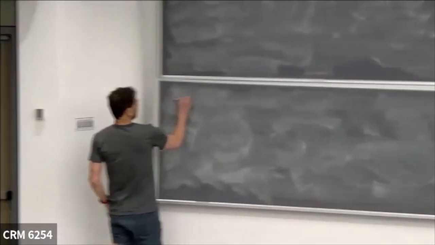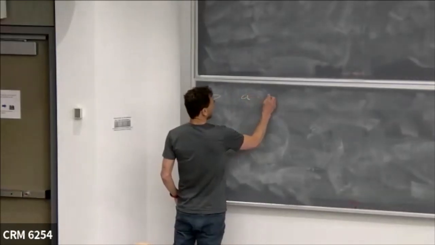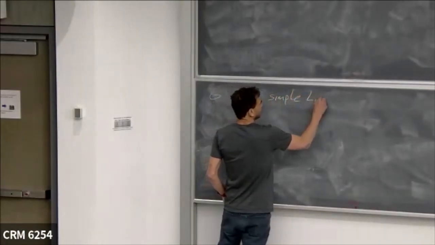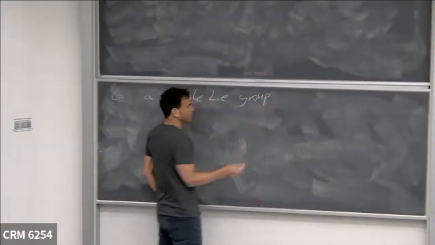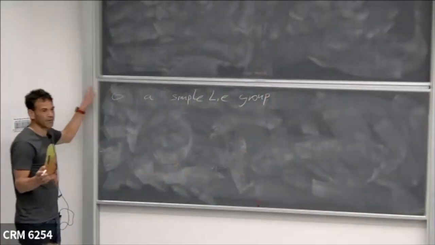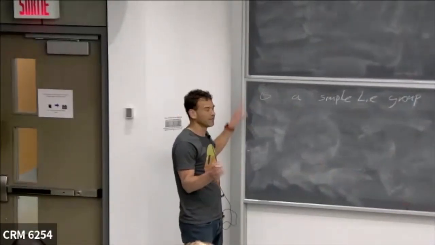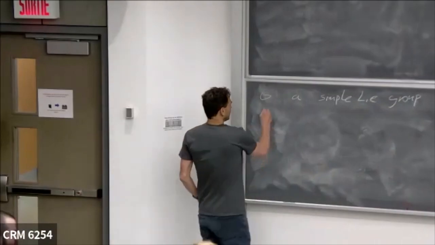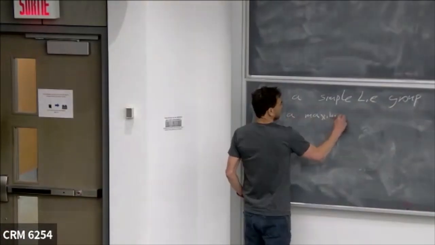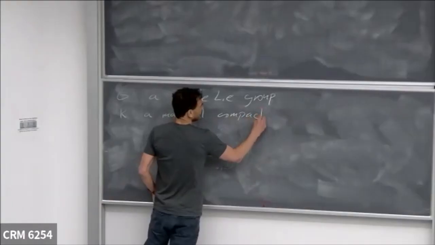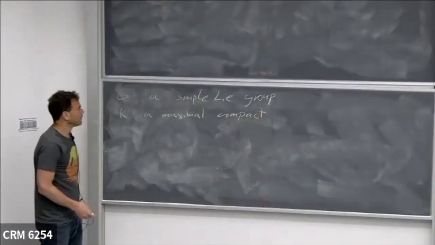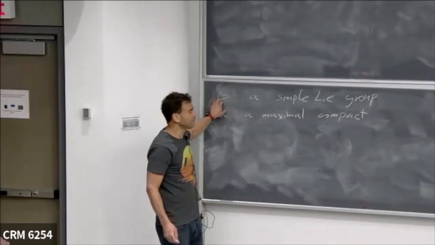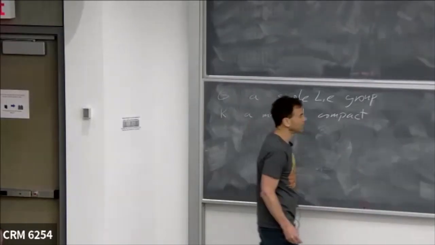So G will be a semi-simple Lie group, simple Lie group. All the time semi-simple, but sometimes when the statement is not correct, then simple. And K a maximal compact subgroup, so there is unique. So this is a non-compact simple Lie group, connected.